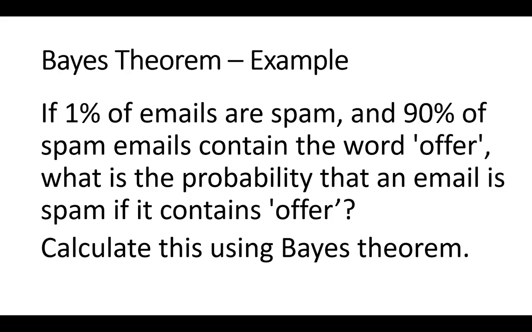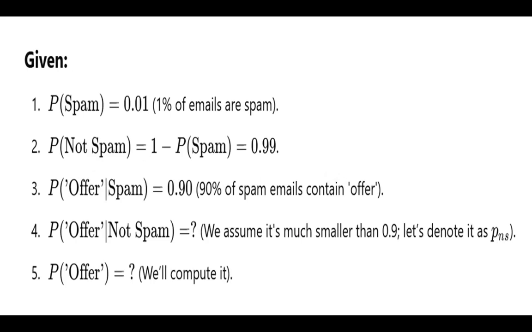It is also used in other places. 1% of the emails are spam and 90% of spam emails contain the word offer. What is the probability that an email is spam if it contains offer? Calculate using Bayes theorem. I'll just show the slide. You can just pause it, read it, understand it, and then solve it the way it is written there.